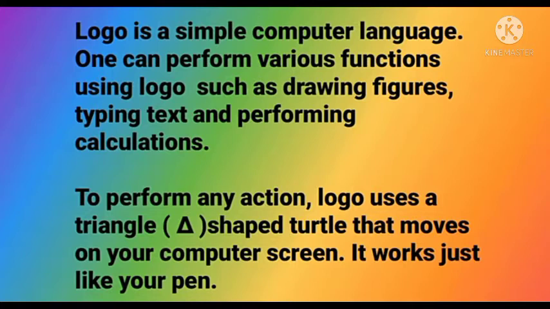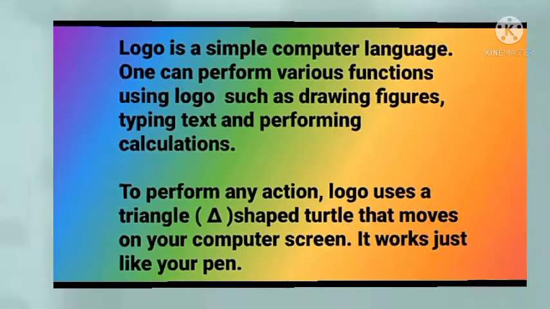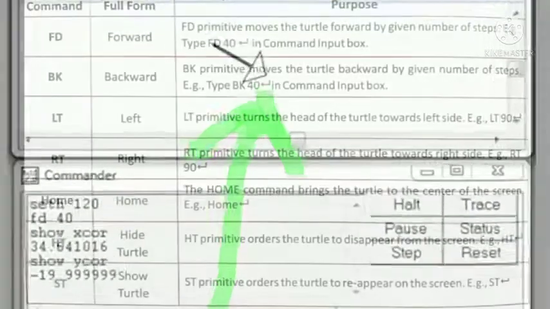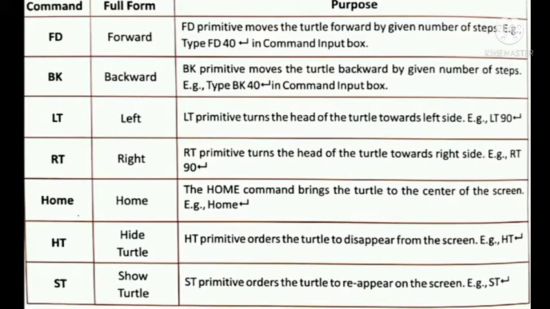It works just like your pen. You can say the turtle looks like your cursor. The MSW Logo screen looks like this, and this is the turtle. Now in this MS Logo function, there are some commands which we have to put to draw a triangle or line or square, etc.